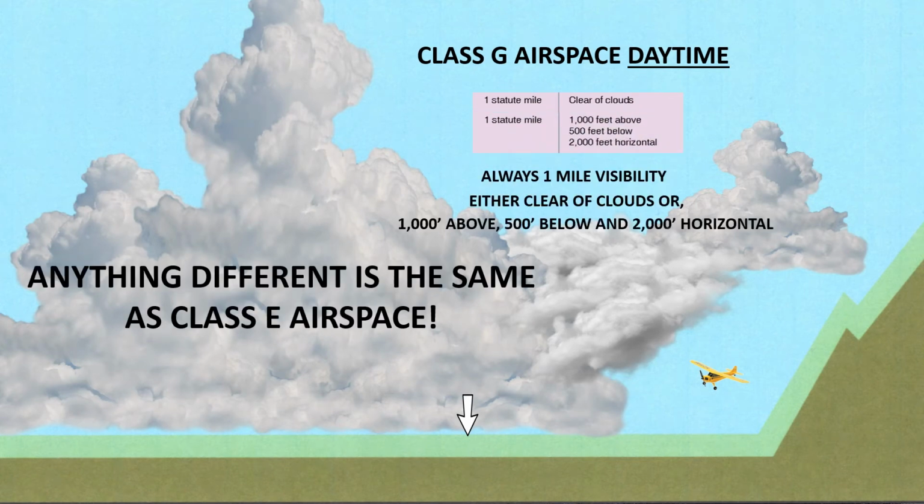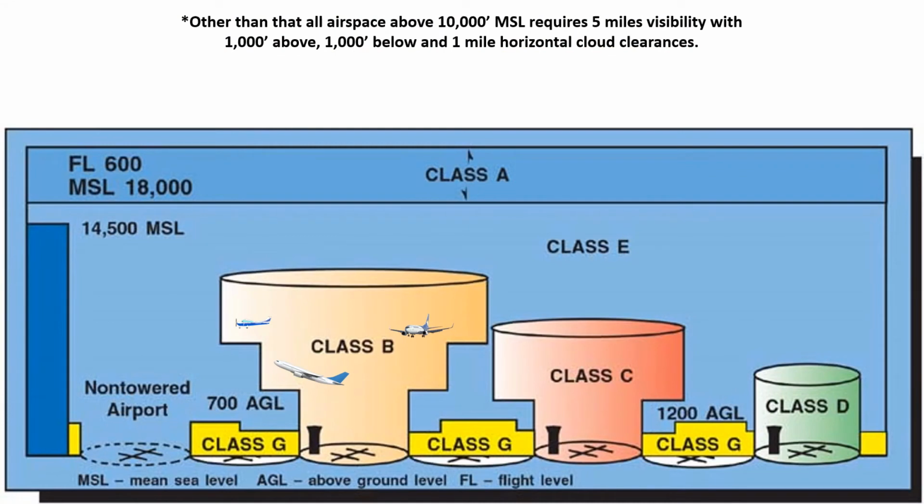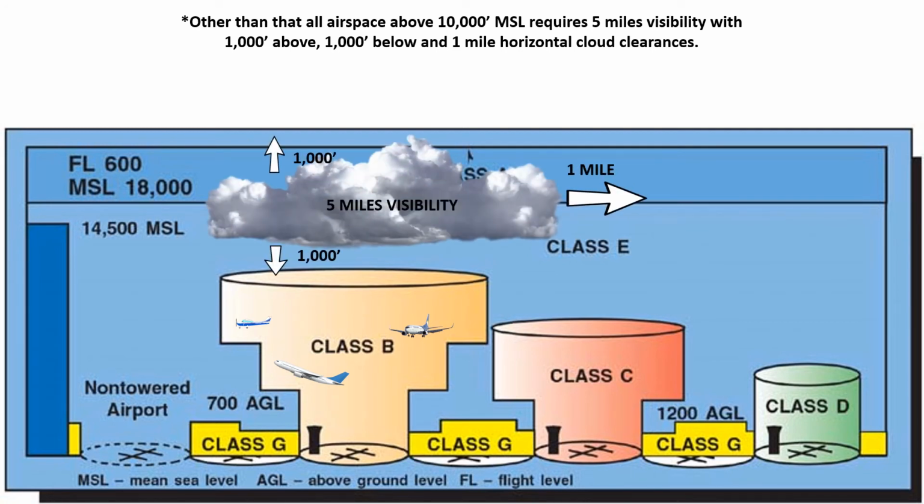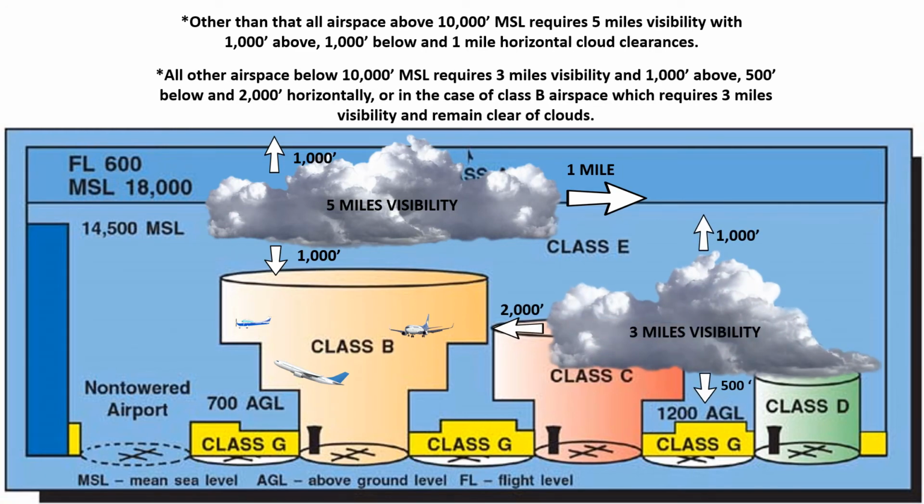Anything different from what we just discussed is going to be the same as Class E airspace. All airspace above 10,000 feet MSL, with the exception of that Class G that is below 1,200 feet AGL, requires 5 miles visibility, 1,000 feet above, 1,000 foot below, and 1 mile horizontal. All other airspace below 10,000 feet MSL requires 3 miles visibility in that same 152. 1,000 feet above, 500 feet below, and 2,000 horizontal.